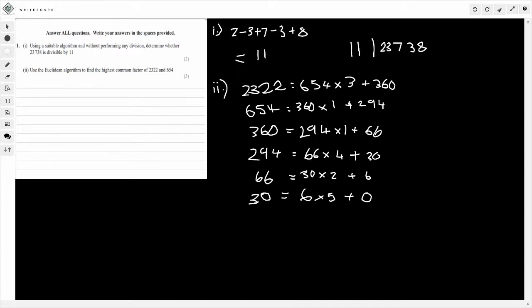We don't need to add anything on. 6 times 5 is 30. We've got it. We've got the procedure done. So the highest common factor here is 6. So HCF of 2,322, 654 is equal to 6. And there we go, that's question 1 done, nice and easy.